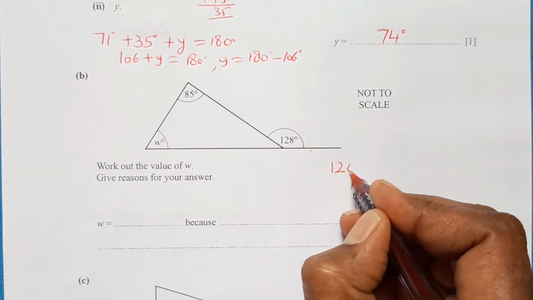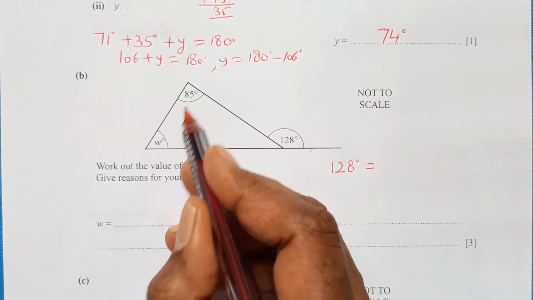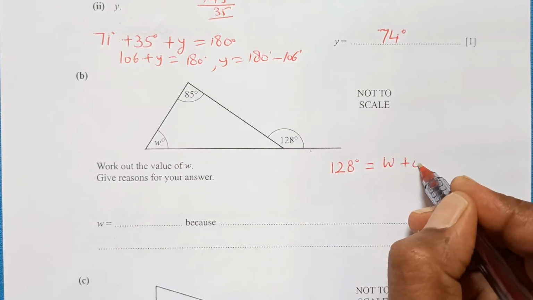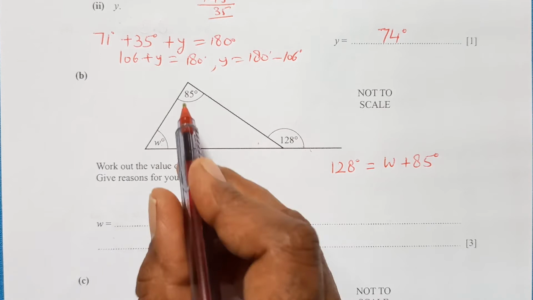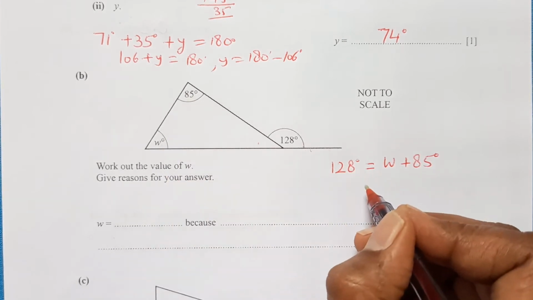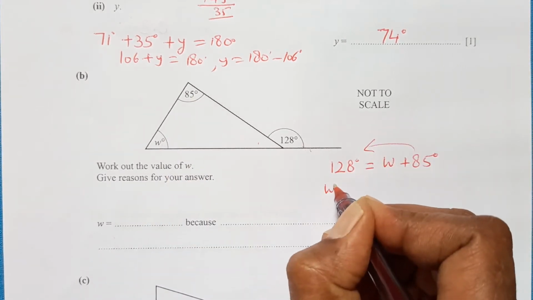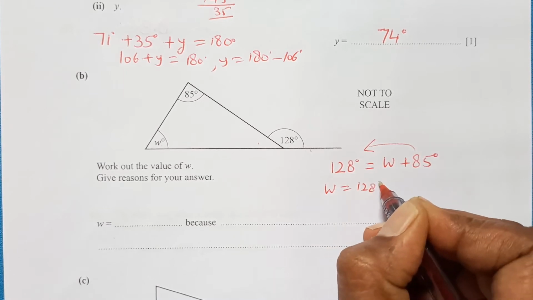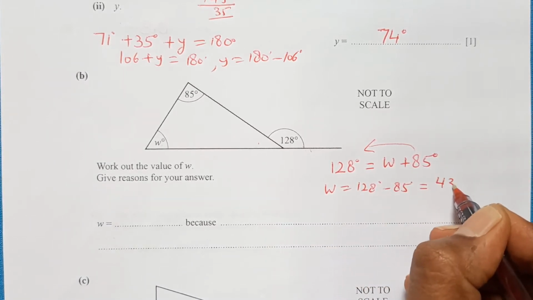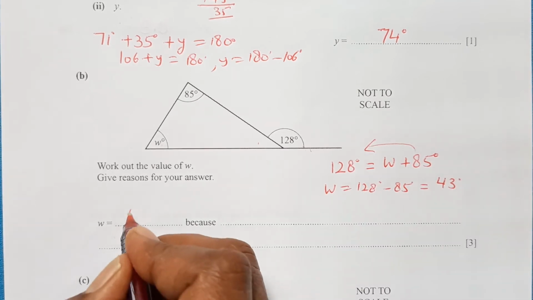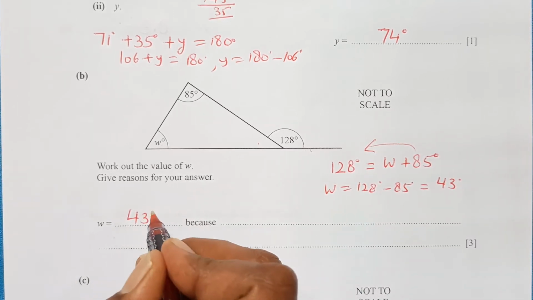So the exterior angle is always equal to the sum of the interior opposite angles. So this is adjacent and these two are opposite. So w from here will be 128 minus 85, which is 43 degrees. So w is 43. Now, what reason will we write down?